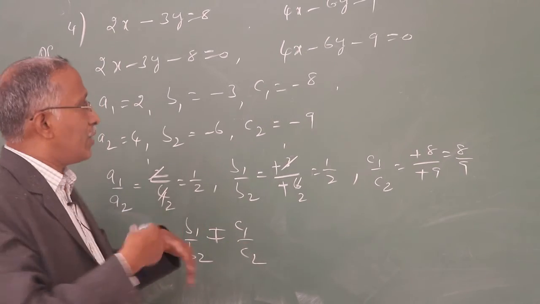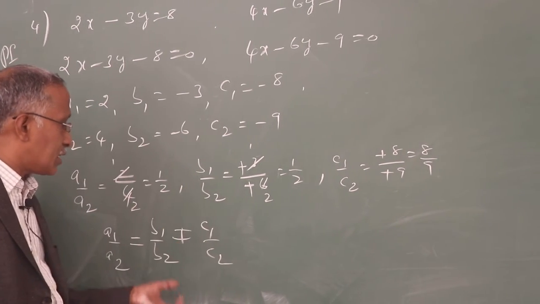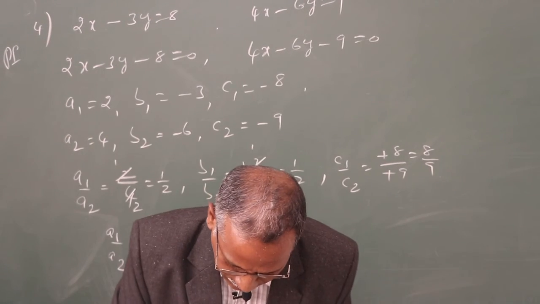This is the way we have to verify the ratios A1 by A2, B1 by B2, C1 by C2, and then we come to the conclusion. Next.